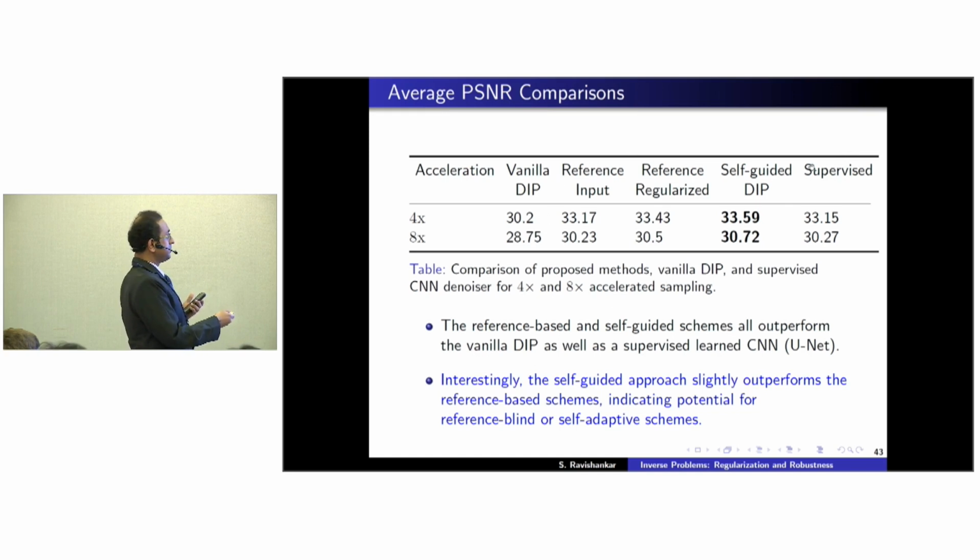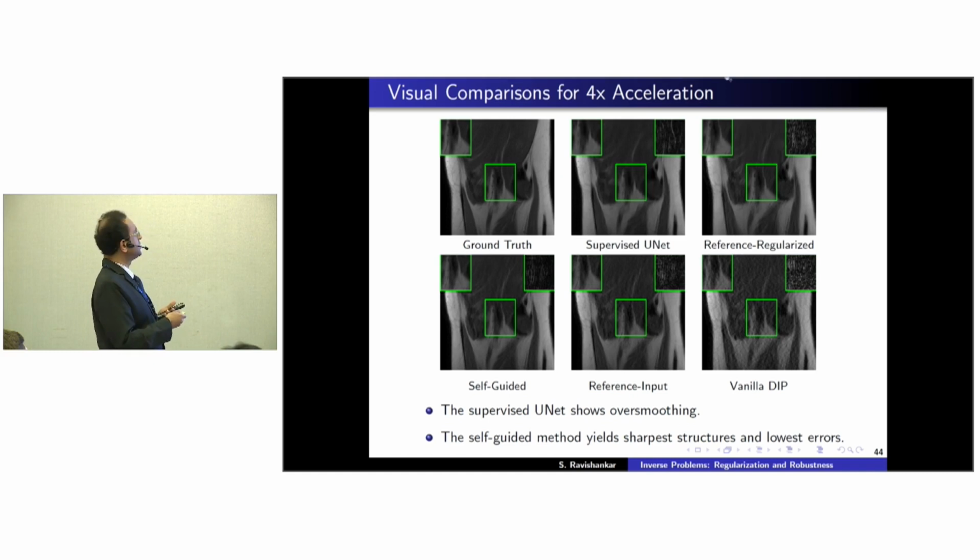All of the proposed methods outperform vanilla DIP, often by several decibels. So there's a clear improvement in performance over vanilla DIP. But the interesting finding was that the self-guided DIP, which learns completely with no training data, adaptive to the image or to the measurements themselves, performs the best. That is very promising: as long as we do the deep image prior setup in a nuanced way, it can give very promising performance, even beating the supervised scheme that was trained with a larger dataset. And this is visuals comparing the different versions of deep image prior, the reference-based schemes or the self-guided scheme, with the supervised network.